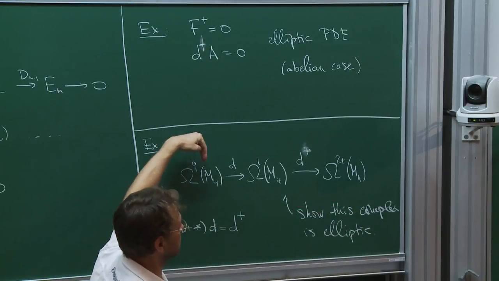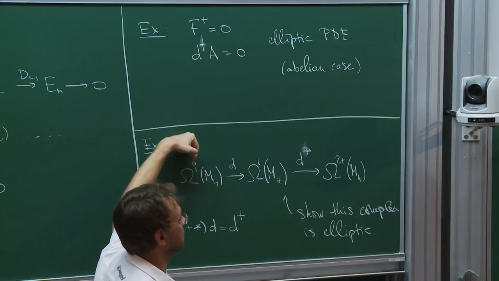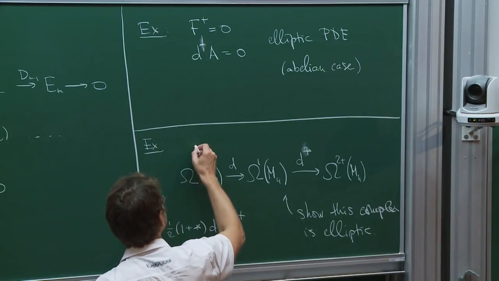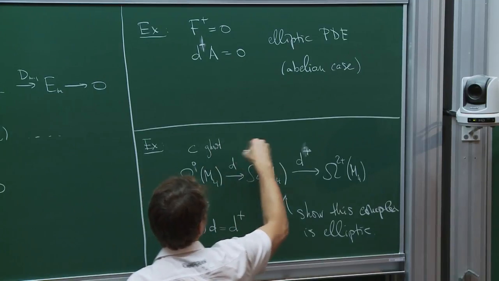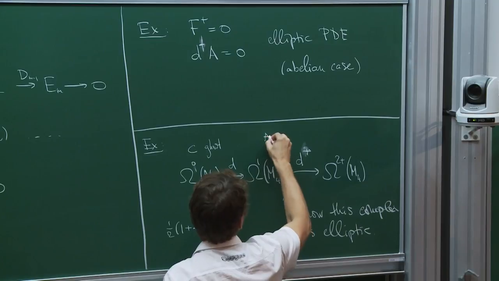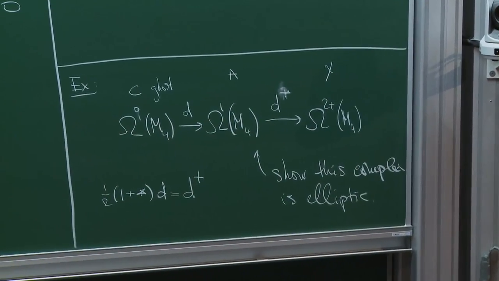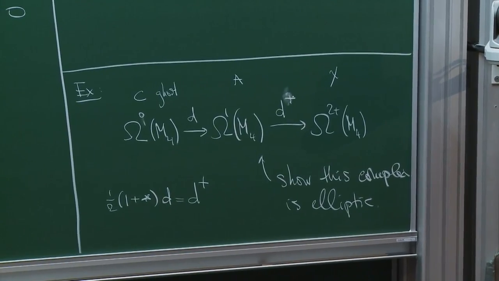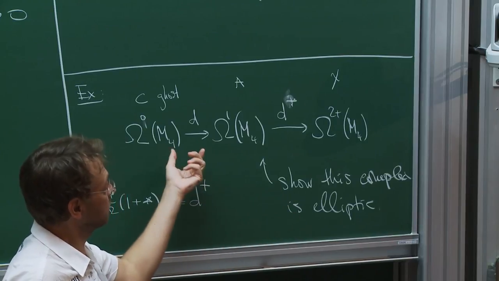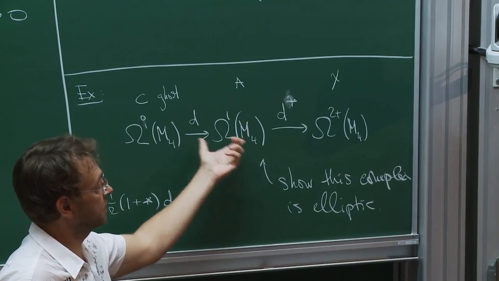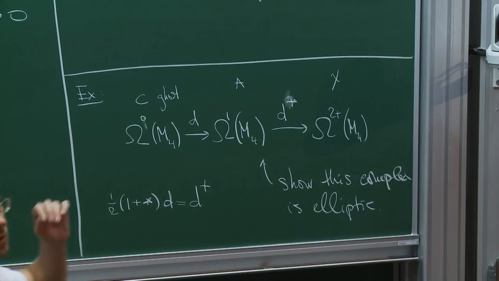But in gauge theory, you have these things because this is where your ghosts sit. So in the future, this will be the field c, which is called the ghost. Then it maps here, this would be a connection, and that would map to here. This is typically the field chi, which I will tell you about later. So please show that this complex is elliptic. Basically, you have to write the symbols of these maps and show that this is an exact sequence. If you're confused by any definition, just Google it.